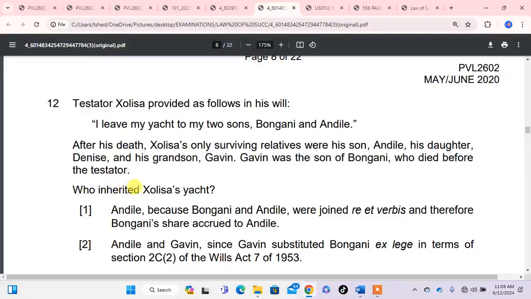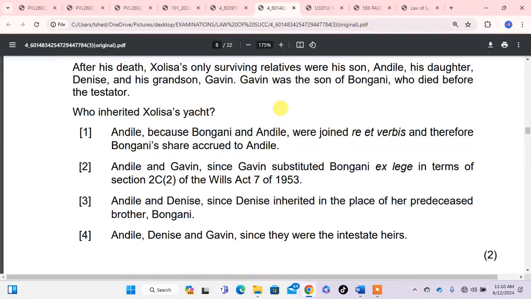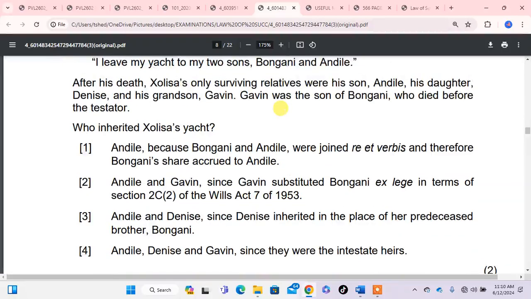Remember, in the will Xolisa made it clear: I leave my yacht to my two sons, Wongani and Andile. After his death, Xolisa's only surviving relatives were his son, Andile, his daughter, Denise, and his grandson Gavin. Gavin was the son of Wongani, who died before the testator. So the testator said Bongani, and Bongani dies, then Gavin is the son of Bongani. Then the question is asking who will inherit.